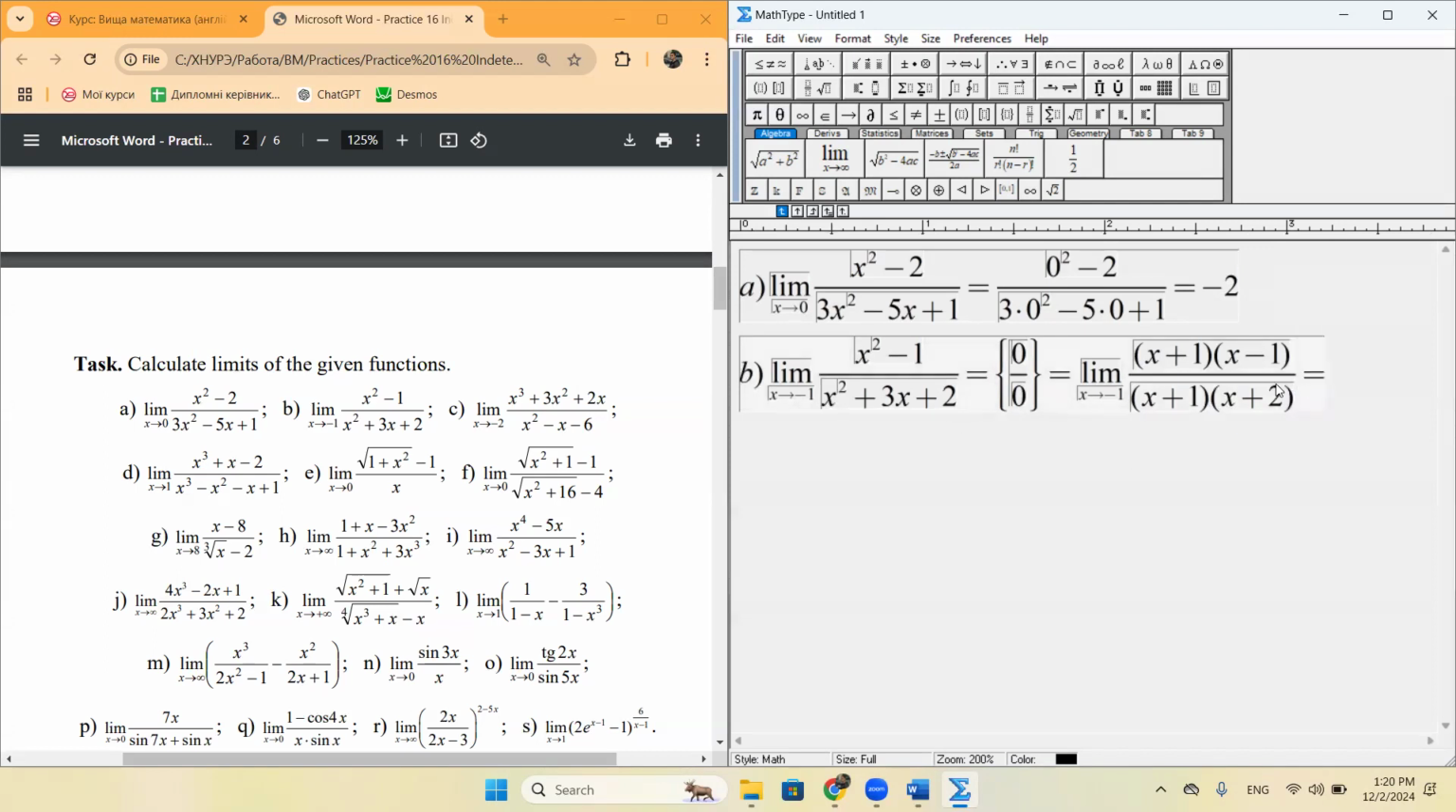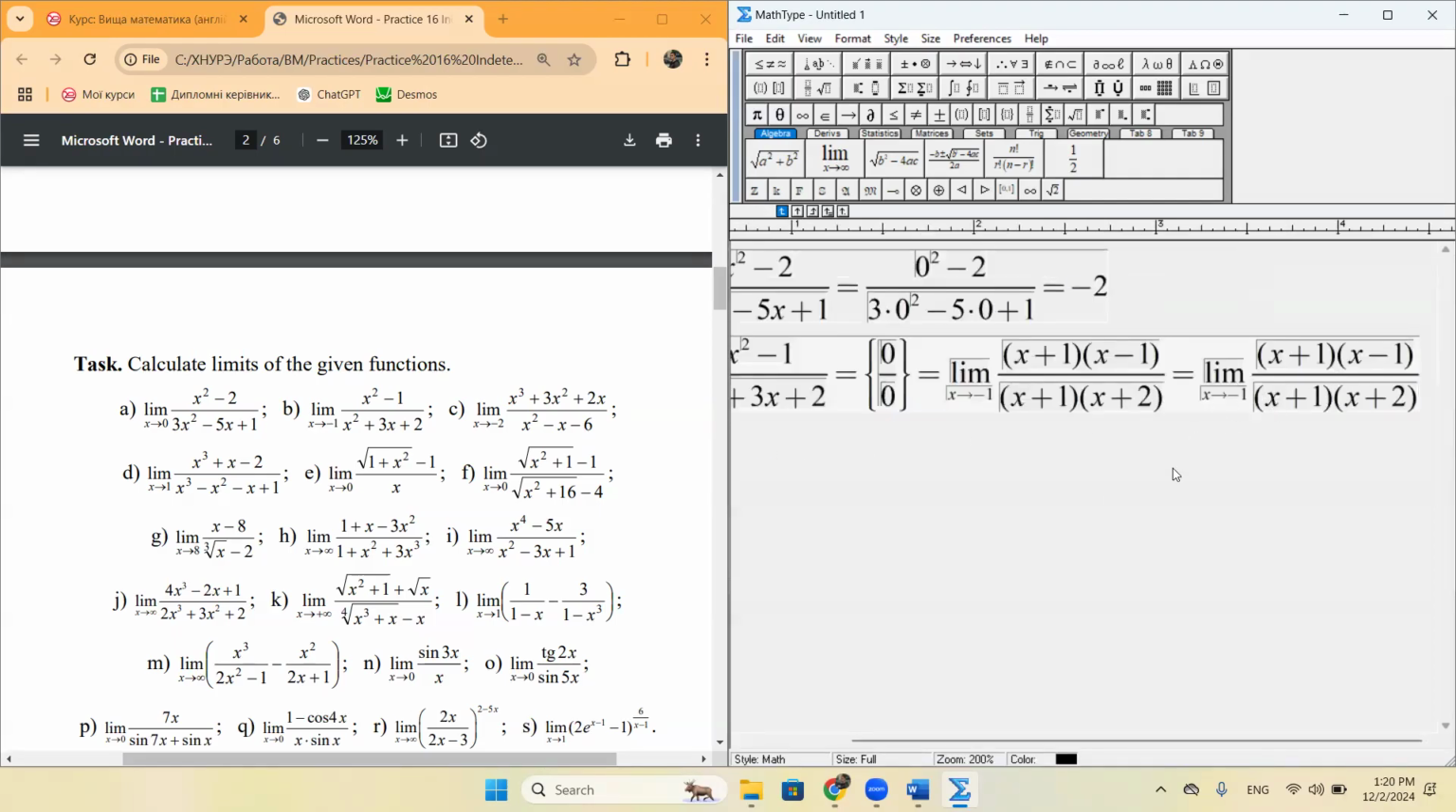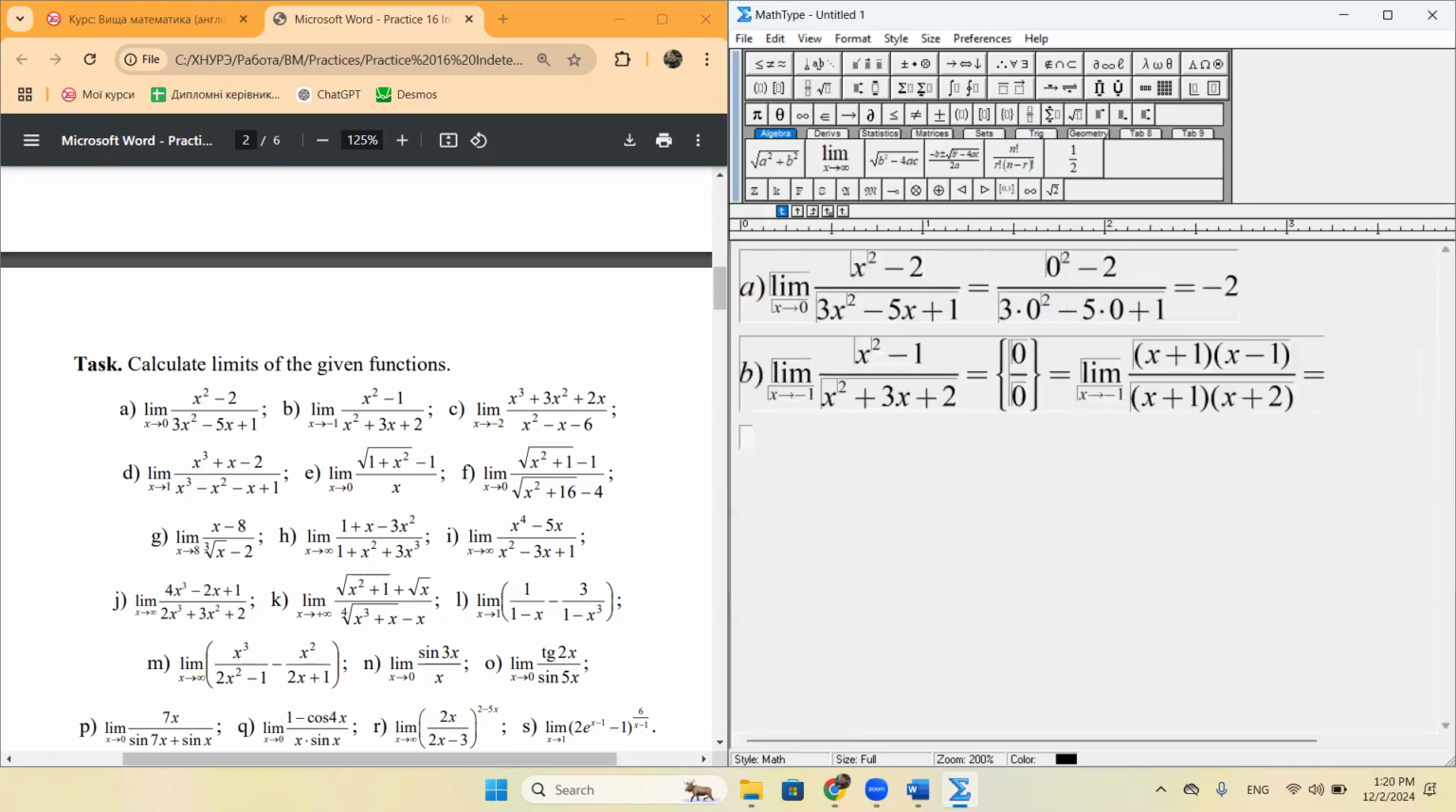And what can we do in this case? We can just reduce, cancel these multipliers, and what we have is such a limit, but still a limit. And now we are substituting numbers. So now the sign of limit we don't use. So it equals minus 2.